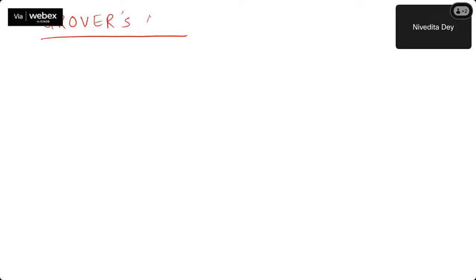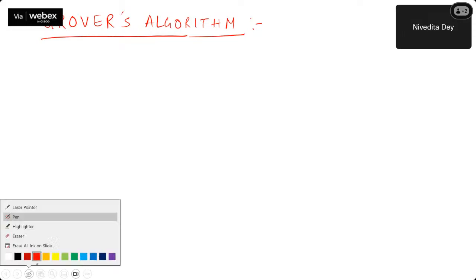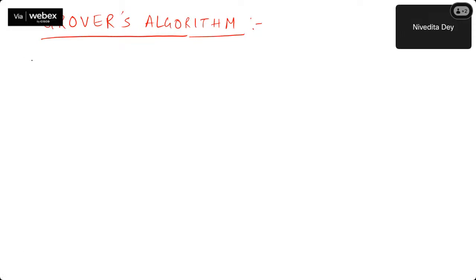Grover's algorithm. Okay. So, first of all, it takes root over of N. We are going to prove why it is root over of N number of queries. And for that, let us start.